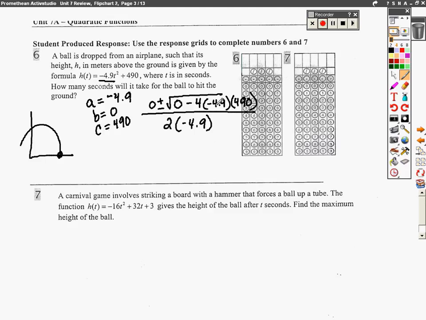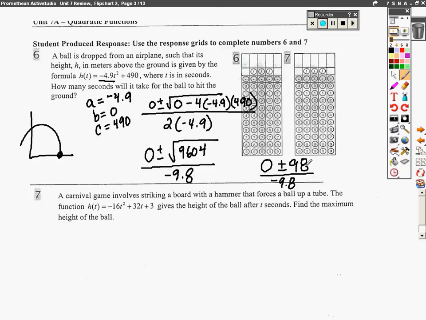So that positive 19.6 times 490 is equal to 9,604, all below the square root sign. 0 plus or minus, I'm just bringing this down, and then 2 times -4.9 is -9.8. I'm going to see if this is a perfect square, and it is, because the square root of 9,604 is exactly 98. So I have 0 plus or minus 98 over -9.8.